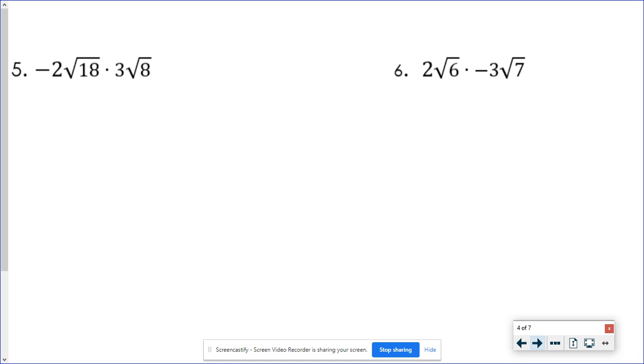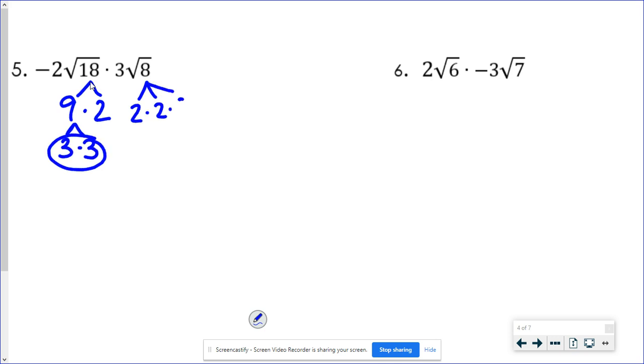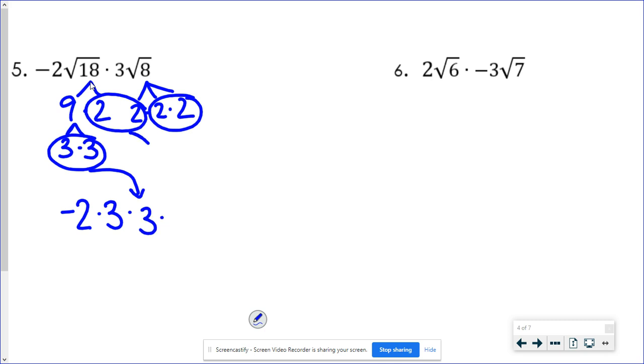So I could see doing this problem with 2 separate trees, right? The 18 can be 9 times 2. This will be a 3 and a 3. Well, there's a pair. The 8, we've done that so many times that I can do this. So I've got another pair of 2's right there, and I've got a pair of 2's right there. So I had a -2 on the outside. I had a 3 on the outside. Then I'm going to break this 3 out, and I'll break that 2 out, and I'll break that 2 out. And there's nothing left in the radical.